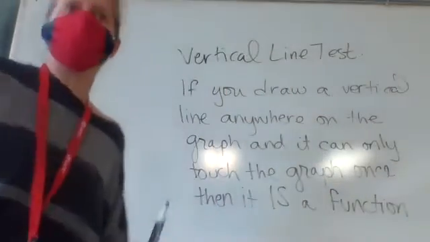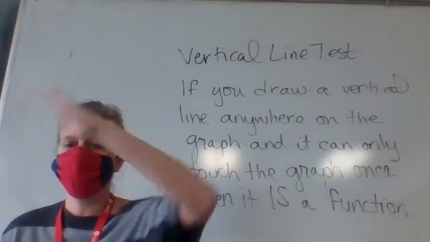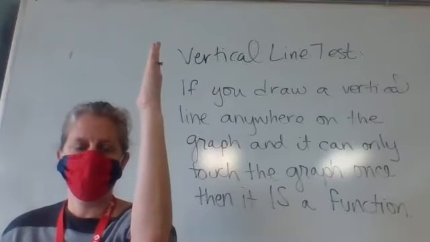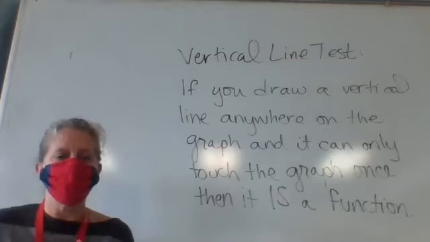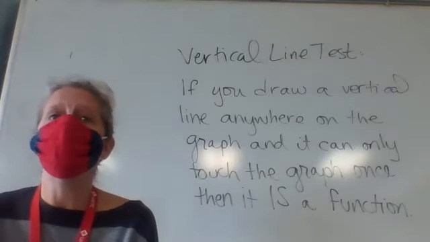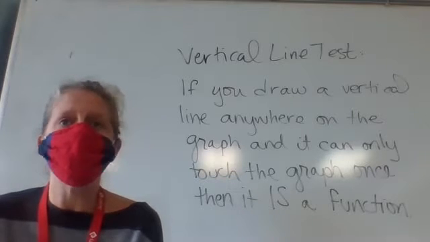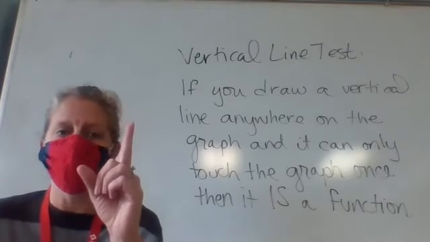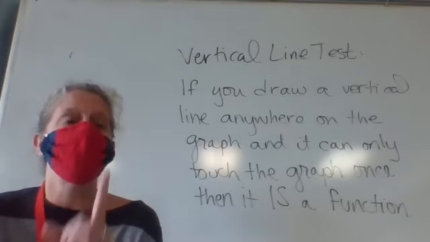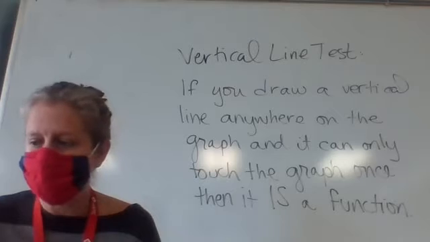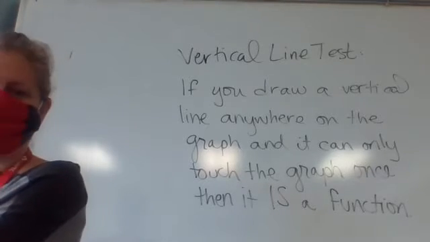Okay, so here's what the vertical line test tells you. The vertical line, that's this one, right? The one that goes straight up and down. Horizontal, vertical. So what the vertical line test tells you is if you draw a vertical line anywhere on the graph, and that vertical line can only touch the drawing of the graph one time, not more than once, just once, that's going to make it be a function.